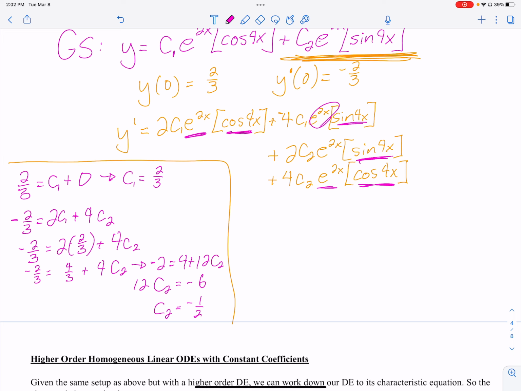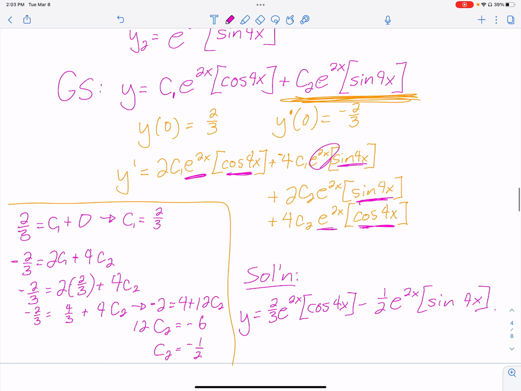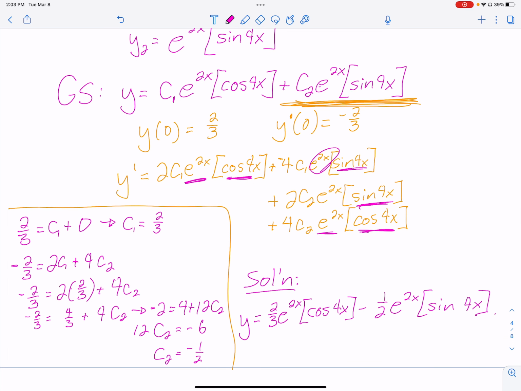So my solution to the DE is y equals 2/3 e to the 2x cosine 4x minus 1/2 e to the 2x sine 4x. Right, so there's my solution there. This takes a little bit of work with the c1s and c2s, just like any other IVP, but the solving of the DE up front, I think, is definitely less involved.